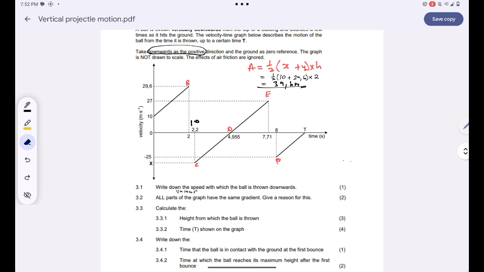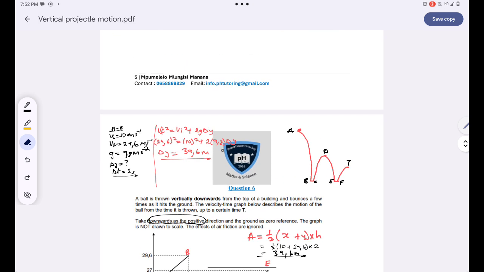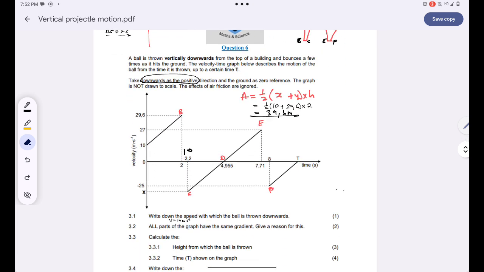But luckily in this question, we were not forced to use the graph, ne? I could have used the equations of motion as we did there, or just use the graph. There's nothing wrong.